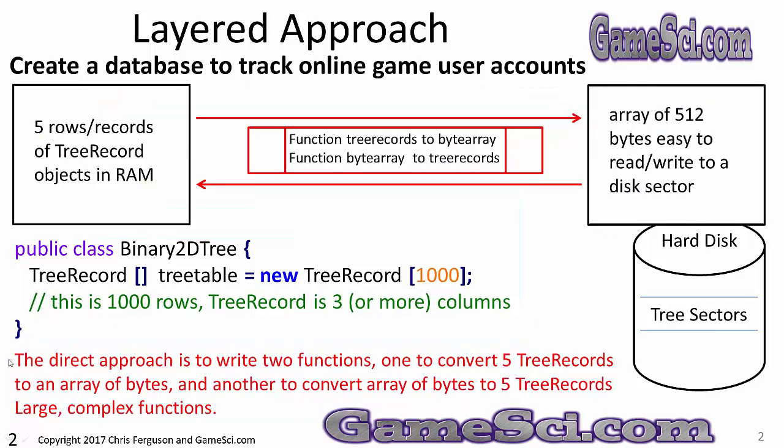The direct approach to mapping a 2D array to a disk drive is to write 2 functions. We're going to write one function to convert 5 tree records to an array of bytes. So a function to go from 5 tree records in RAM memory all the way to an array of bytes. Then we'd need another function to convert an array of bytes to 5 tree records. So we'd go from an array of bytes on the hard disk drive to 5 tree records in RAM memory. These would need to be large, complex functions. We're making a big jump from a record in RAM memory to a row of bytes in disk memory.